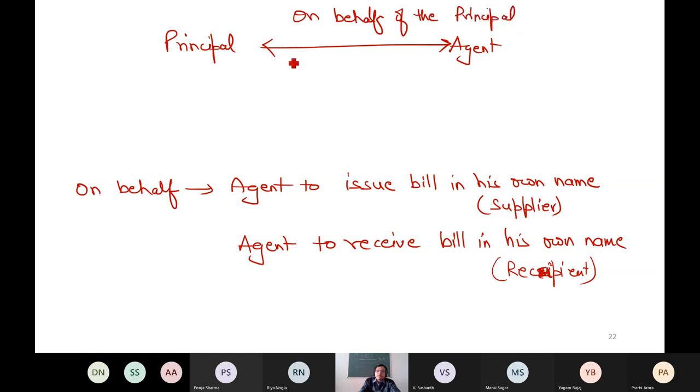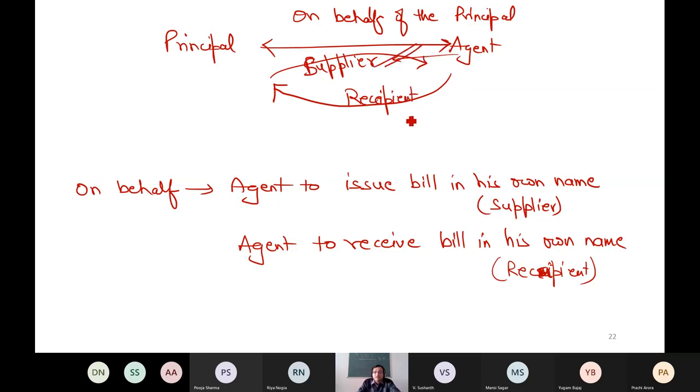And in that case, whether supply happens from this side or from this side, it is the supply, and when it happens from the other side, it is just like agent is acting as a recipient. So agent is acting as a supplier when supply is from principal to agent. Agent is acting as a recipient when supply is from agent to principal. In both the cases, it will be treated as supply. On behalf of the principal means agent has the authority to issue or to receive bill in his own name.